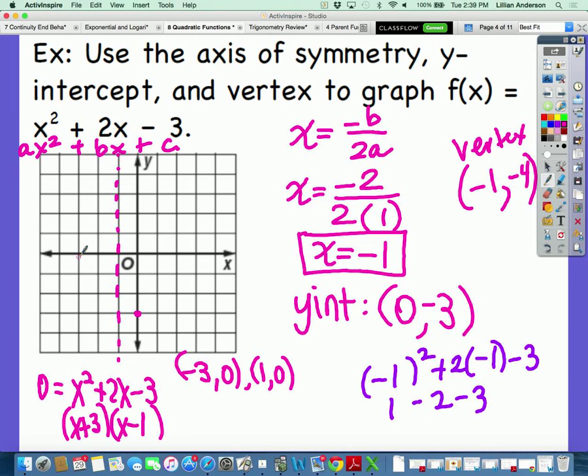Exactly. So I have the x-intercepts at -3 and 1. I have a vertex at (-1, -4). And I have my y-intercept at (0, -3). And there we have our parabola.